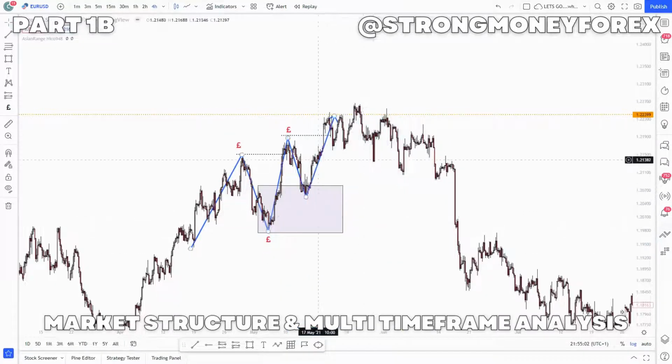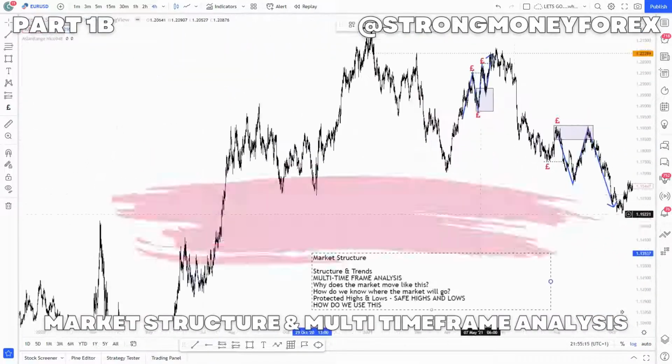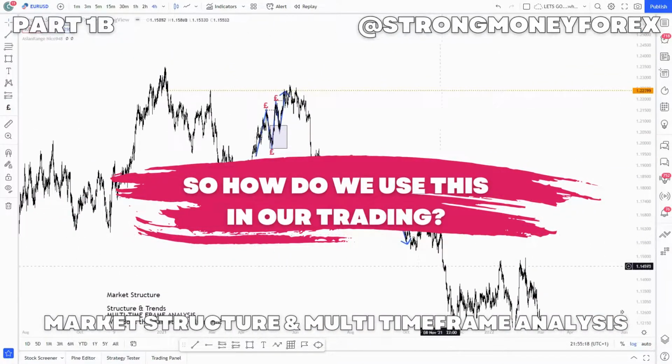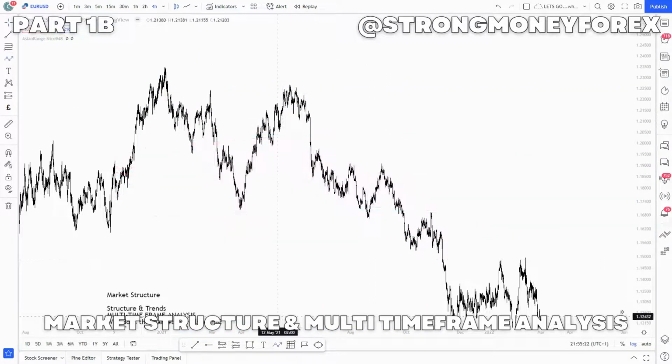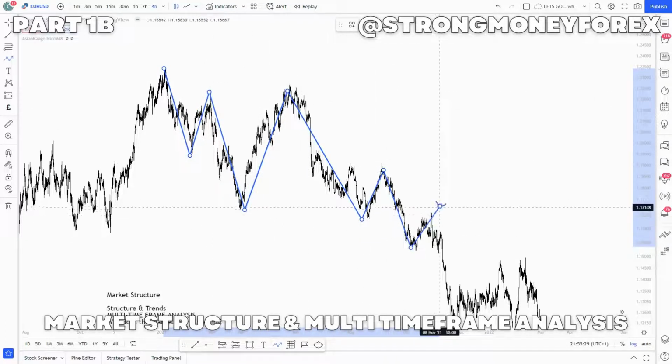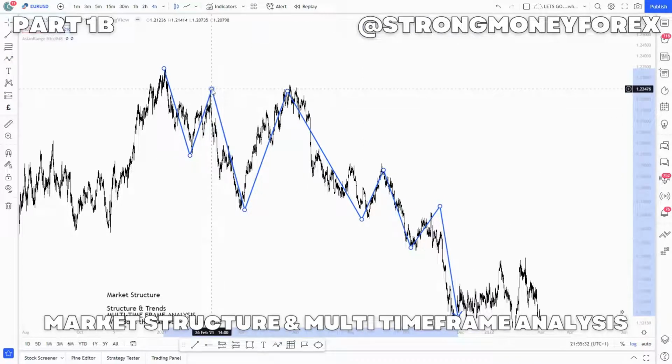Okay. So this is basically how we use market structure in our trading. We're looking for liquidity points. We're looking for areas that we can trust. We're looking for protected highs. We're looking for protected lows. Okay. We're looking for these zones that we can trust. And we're looking for moves and various other factors that we'll talk about in later videos to help us understand where the market is likely to be headed.